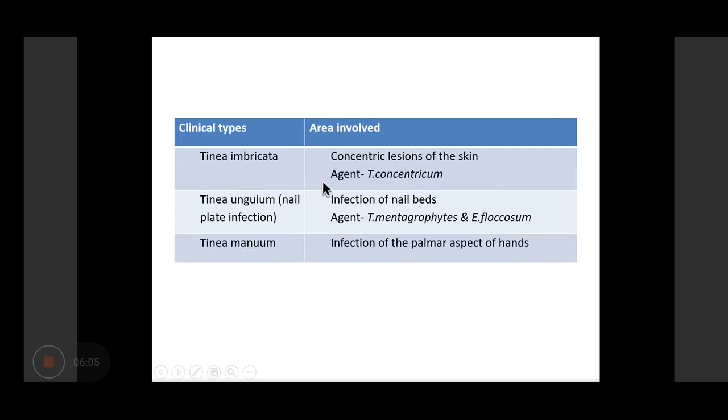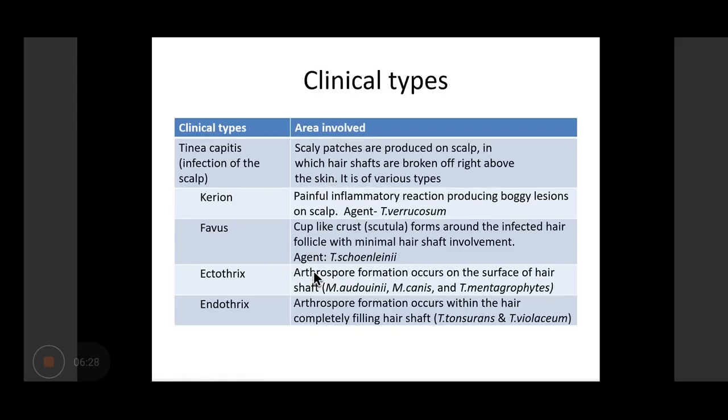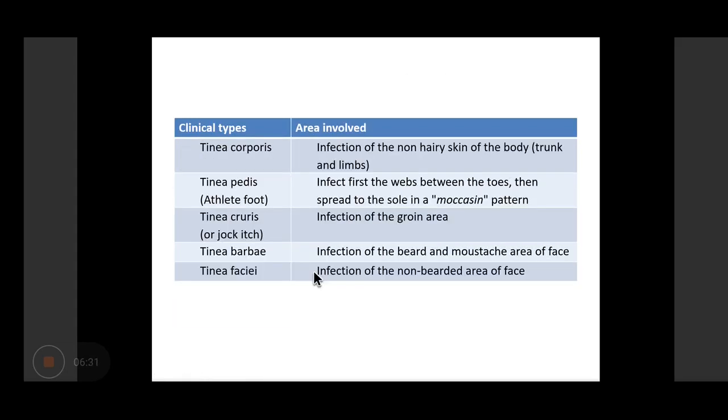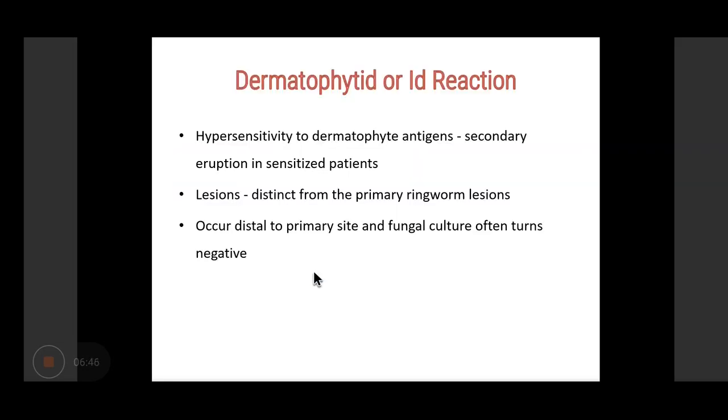Then tinea imbricata, where concentric lesions are formed on the skin. Then tinea unguium, that is nail plate infection, most commonly caused by Trichophyton mentagrophytes and Epidermophyton floccosum. Then tinea manuum is infection of the palmar aspect of the hand. So these are the clinical types seen with dermatophytes according to the area they infect: the skin of the foot, the beard, the palmar surface, the nail bed, right?